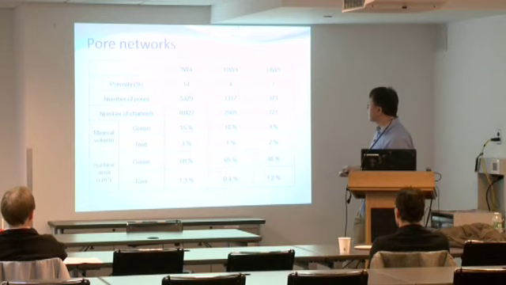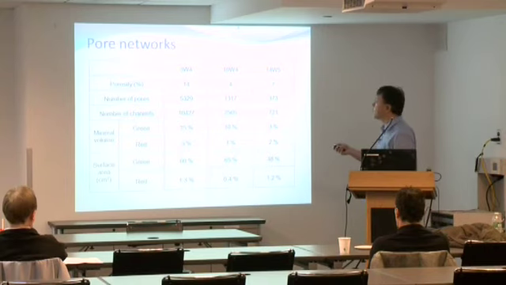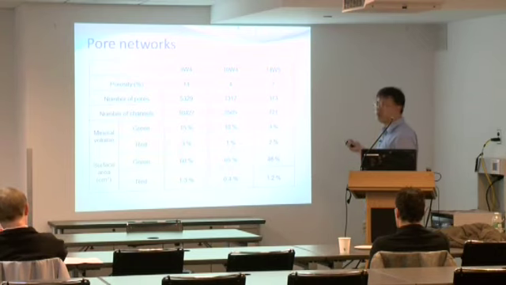This table shows the summary of the pore networks of the 3W4, 10W4, and 14W5. Porosity is 14%, 4%, and 7%. And these are the number of pores. 14W5 has a very small number of pores because it has large grains. Therefore, it has very large pores, so the number of pores is small.